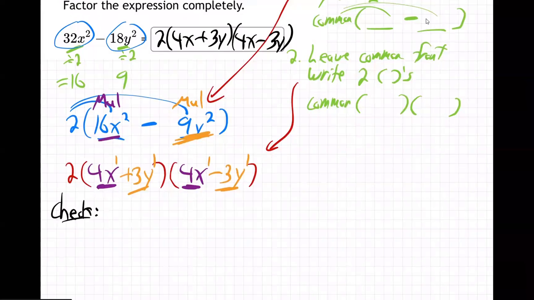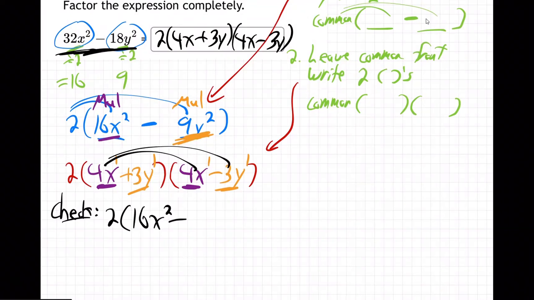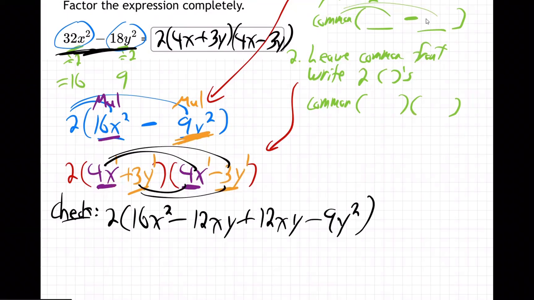So if you want to check this to see if it really does multiply to go back to the original, you would leave the 2 sitting in the front and start with the parentheses. Boom, boom. That's how you would multiply this out. That'd be 16x squared minus 12xy. Are you good so far? I took that 4x to both. 4x times 4x is 16x squared, and 4x times 3y, 4 times 3 is 12xy. And then this guy will go to both. That'll be plus 12xy and minus 9y squared, right?